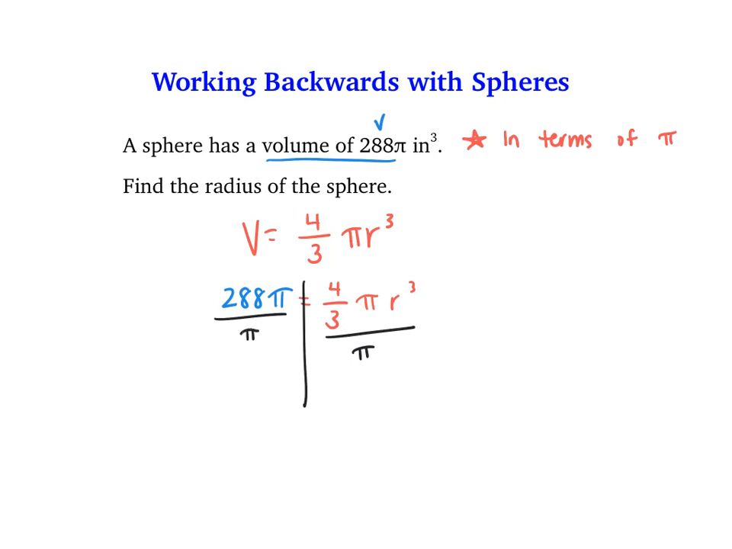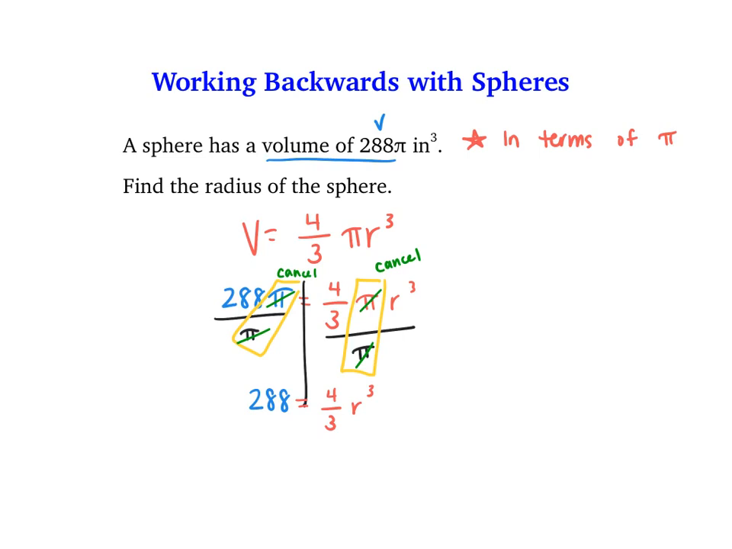But I'm not going to grab my calculator. When I see this of pi over pi, those are just going to cancel. So without even needing a calculator, I can just immediately cancel them out. Now you'll notice, since the volume was given to me in terms of pi, I have the same thing happening over here, which means that that's also going to cancel. So already I've gotten rid of the pi's on both sides, and I'm left with 288 is equal to 4/3 r cubed. So the pi's just cancel when it's in terms of pi.